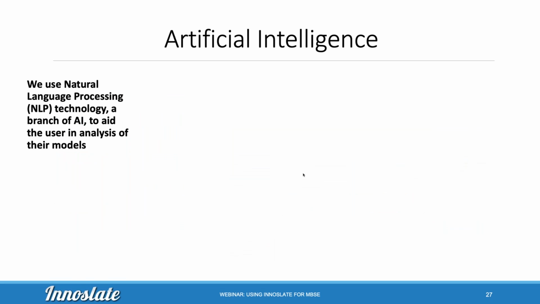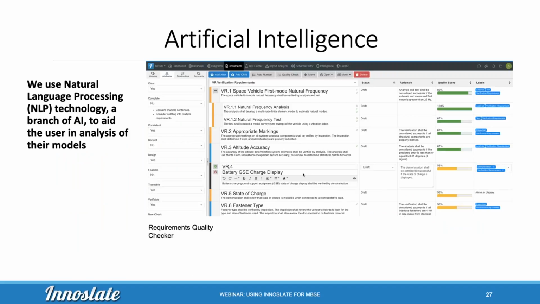Artificial intelligence, again, we use natural language processing technology, which is a branch of AI, to aid the user in the analysis of their models. Particularly, we started with the requirements quality checker. We wanted to make sure our requirements were high quality, so we check to see if they're clear, complete, consistent, if they contain design information, and whether they're traceable or verifiable. Now I skipped over a couple, which are correct and feasible.